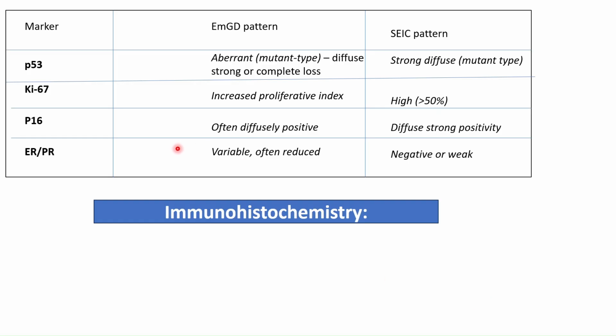Immunohistochemistry, if we see, P53, Ki67, P16 and ER PR are useful. P53 shows either diffuse strong positivity, which is mutant or aberrant type, or complete loss, the null phenomenon. Here it is strong diffuse or mutant type phenomenon. Ki67 is increased in both but high in case of SEIC pattern. P16 is often diffusely positive, here diffuse strong positive, and ER PR expression is reduced in EmGD and negative or weak in SEIC pattern.